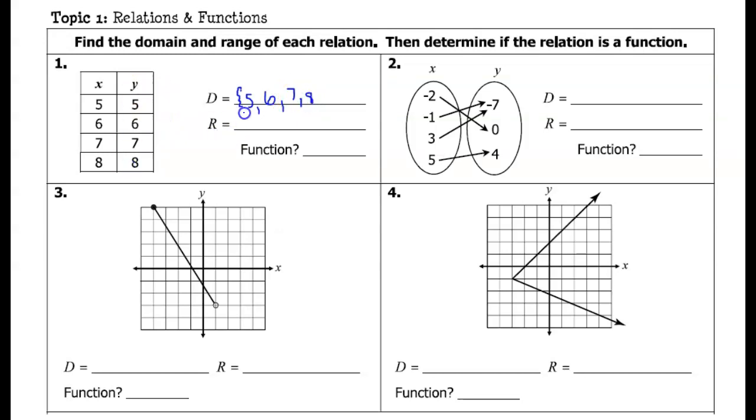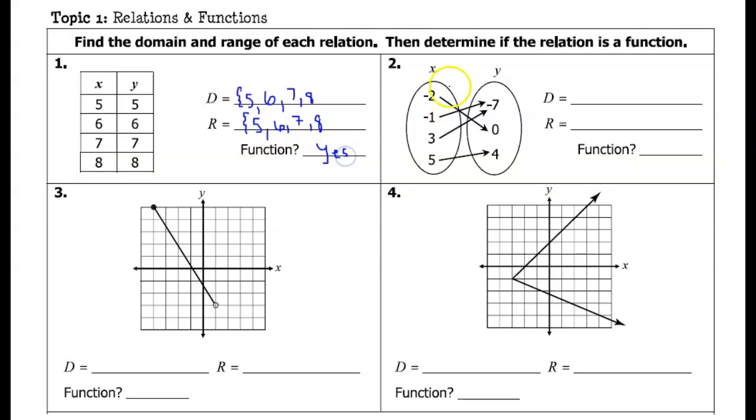And then for the range, it's all of our y values. I put my bracket, and then I'll list the range values. 5, 6, 7, 8. Now, is this a function? If I look at the table, my x's are not repeated. They're not cheating. So yes, this is a function.